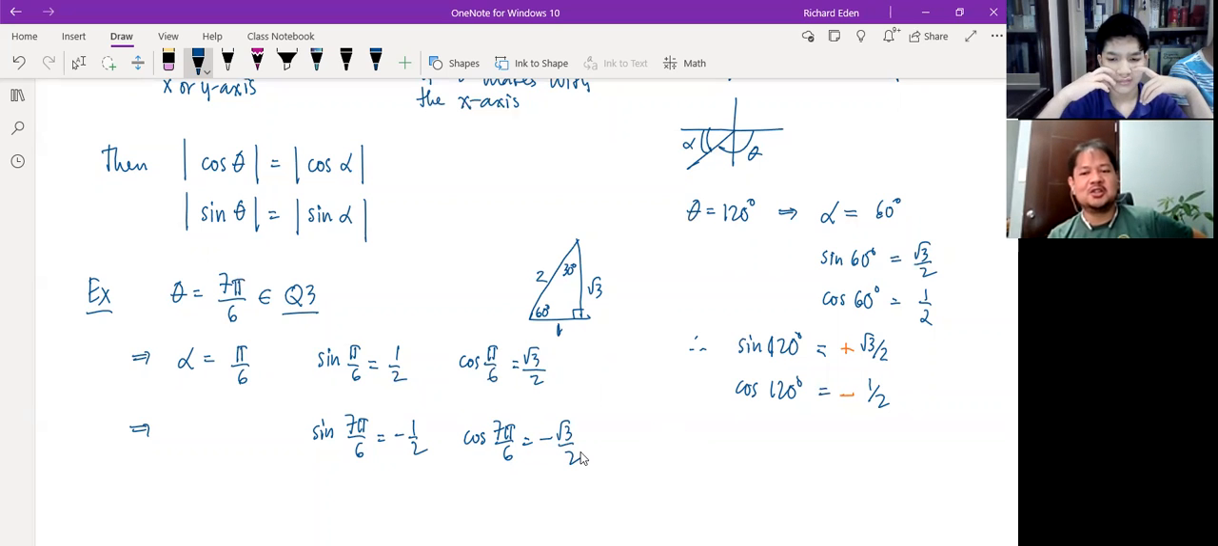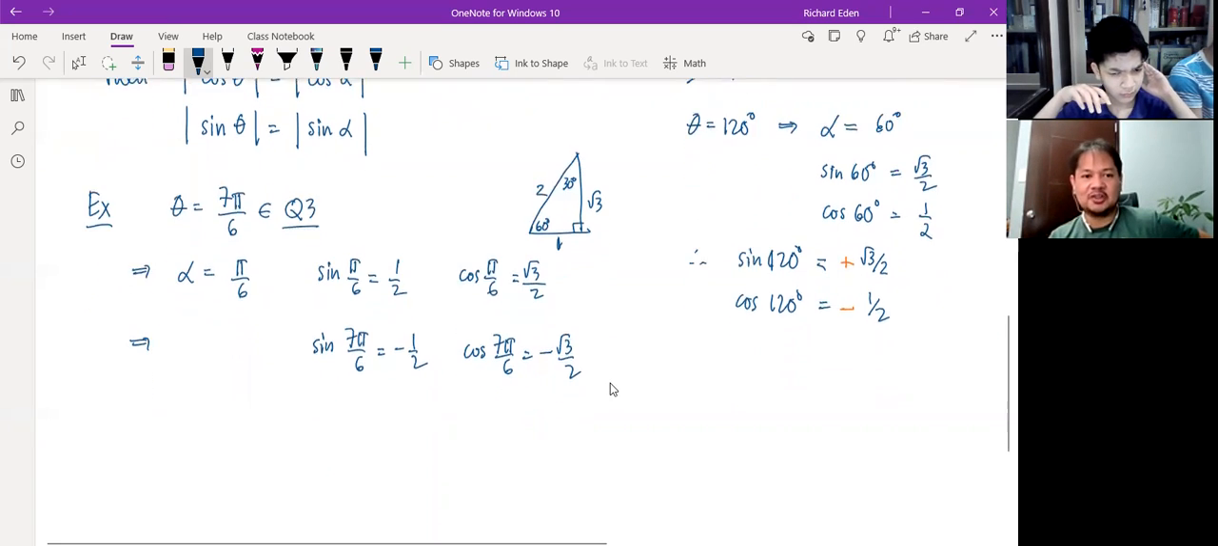All right? The values like secant, cosecant, tangent, and arctangent, they're going to be based on the values of sine and cosine. So for now, I'll be focusing on sine and cosine.